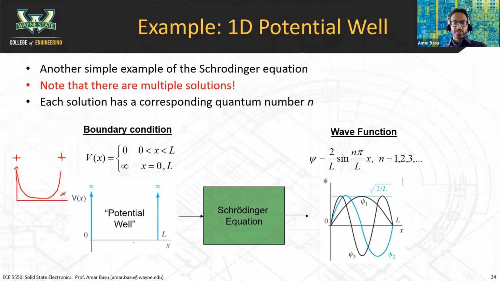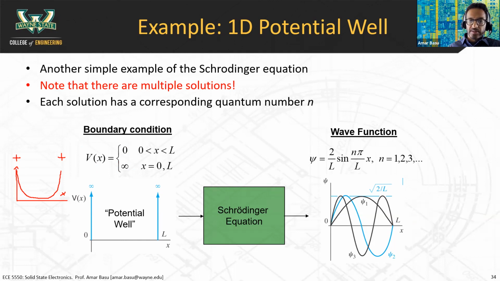So in this type of situation, the difference between this one and the previous one is that you actually have a defined potential here. Before, the potential was 0 everywhere. In this case, the potential is 0 inside the well, and the potential is infinite at x equals 0 and x equals L.